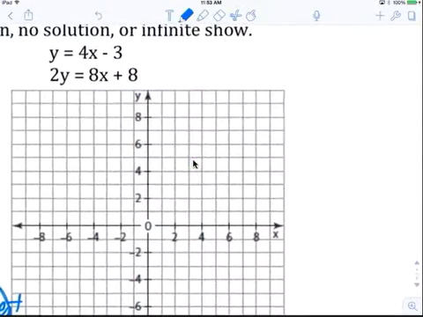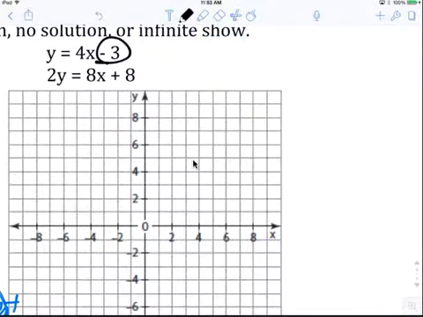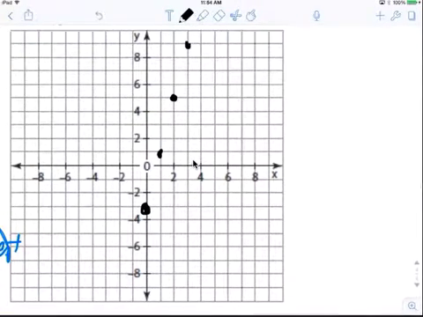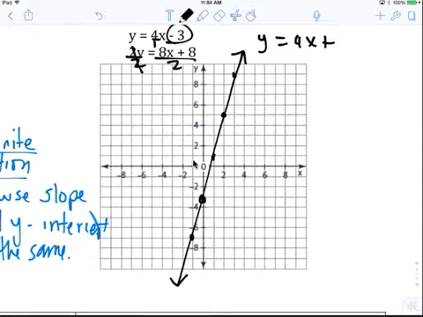Okay. Here, y-intercept is at -3. Rate of change is up 4, right 1. Run out of room, go the other way. Graph it. Then here you just divide by 2. Got y equals 4x plus 4.